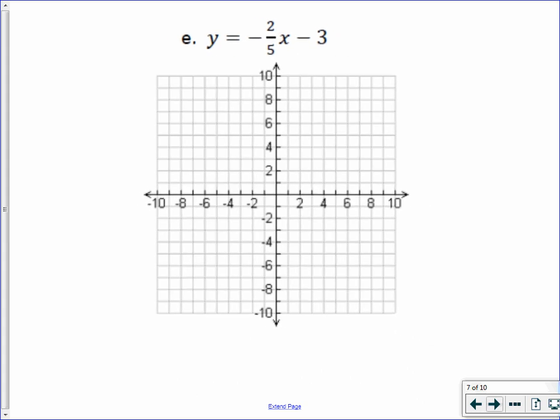Why don't you try and do E on your own real quick, and I will put the answer up, and you can check your work as you go. But try this one on your own. See if you can graph this one by yourself. All right, so look up here, see if you got the right slope and the right y-intercept. If you got that correct, then go ahead and try and graph it. If you didn't get it correct, then correct it real quick.